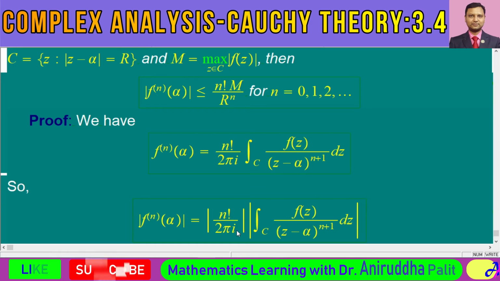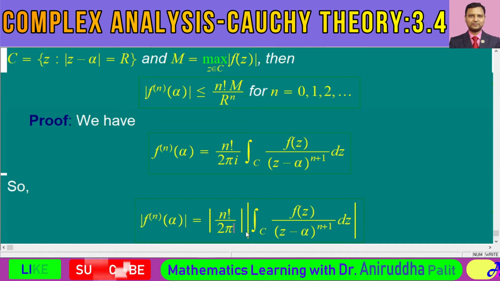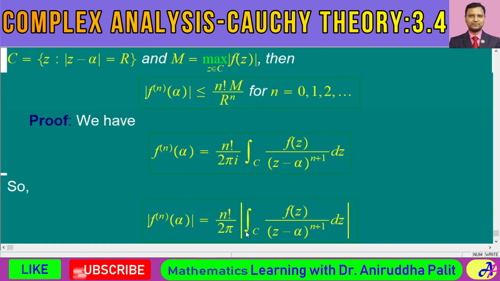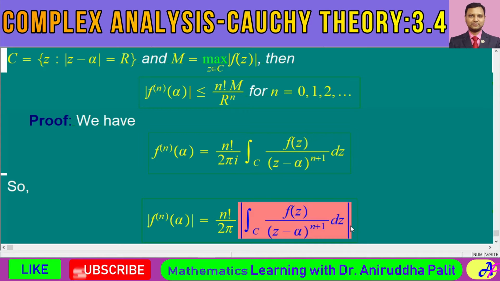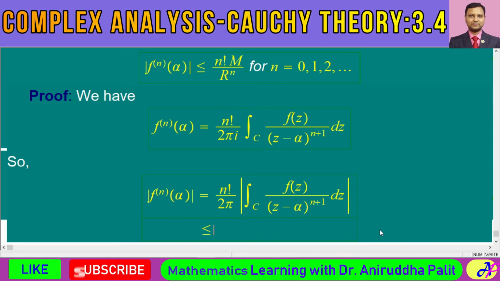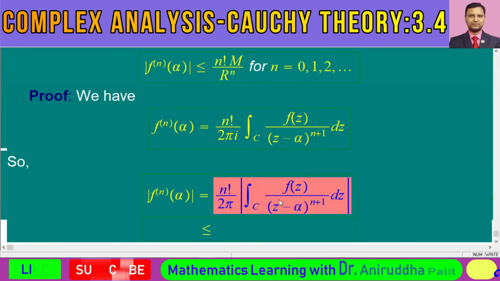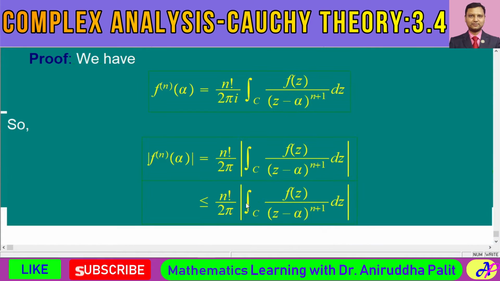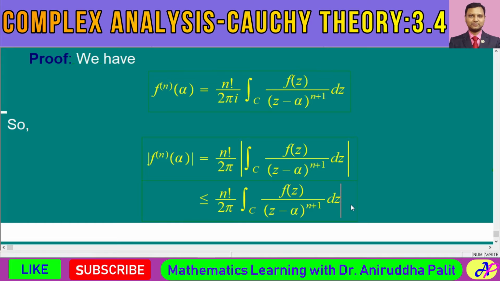Now you see the modulus of twice pi i is actually twice pi, and in the numerator the modulus of a real number is the real number itself. So we shall have the modulus of this expression is factorial of n divided by twice pi. And you see this kind of expression in an integral: the modulus of an integral is less than or equal to the integral of the modulus. That means we can take this modulus sign inside this integral. This expression can be written as modulus of dz.